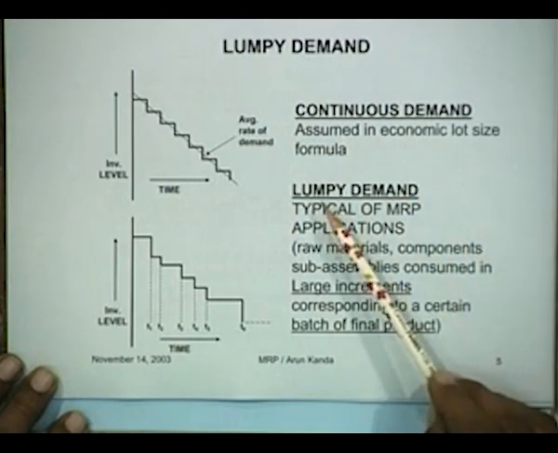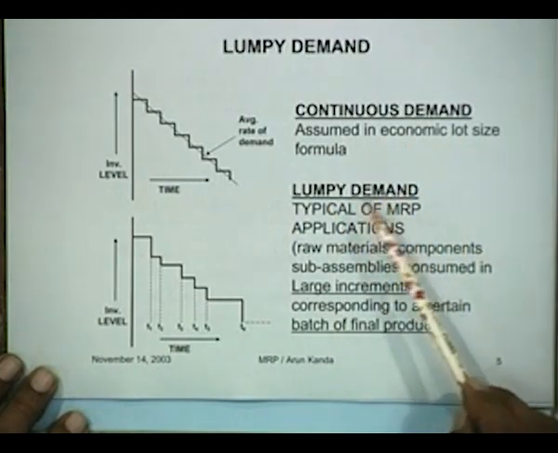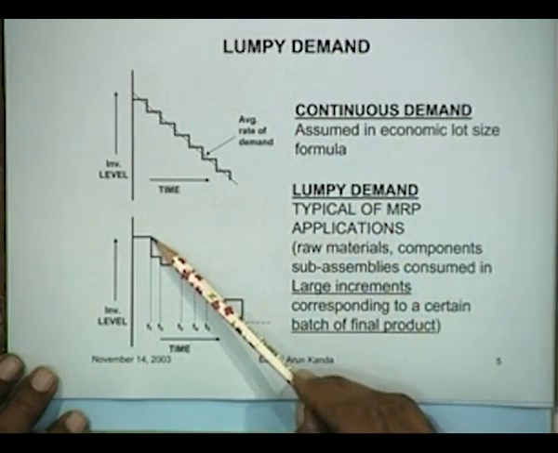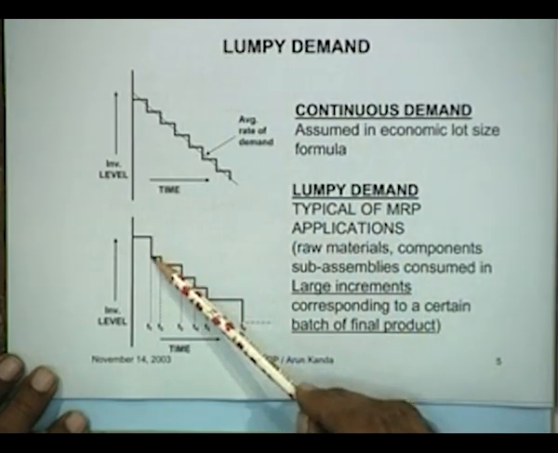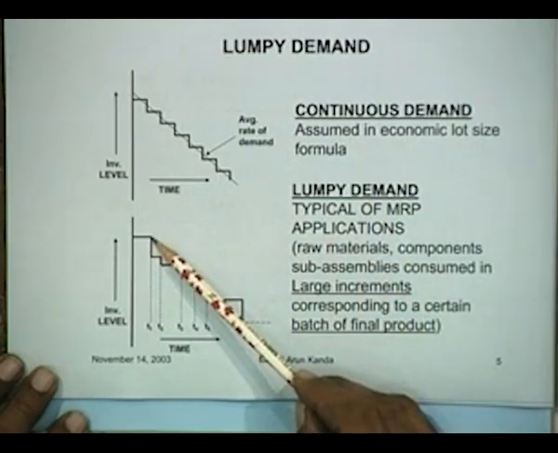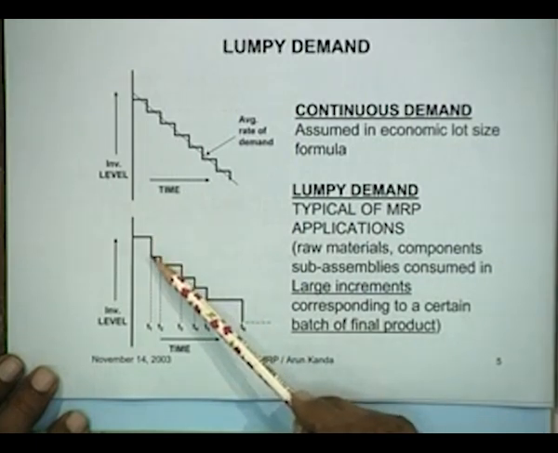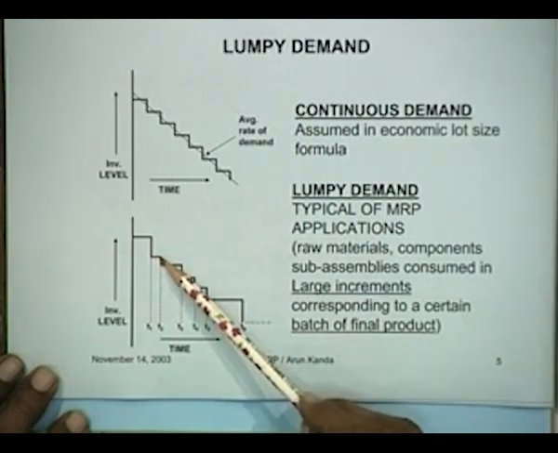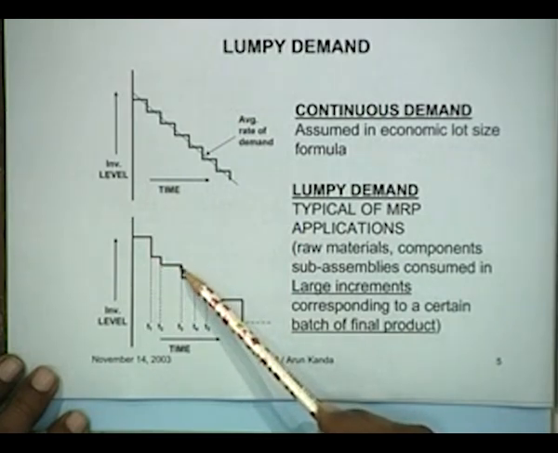However, lumpy demand would mean that suddenly there would be a withdrawal. For instance, in this particular period you are suddenly withdrawing maybe 100 tires, so the inventory for tires suddenly falls from this point to this point, and then there is no further withdrawal, and then there is a withdrawal of a few items, and then this is constant for some time and so on.